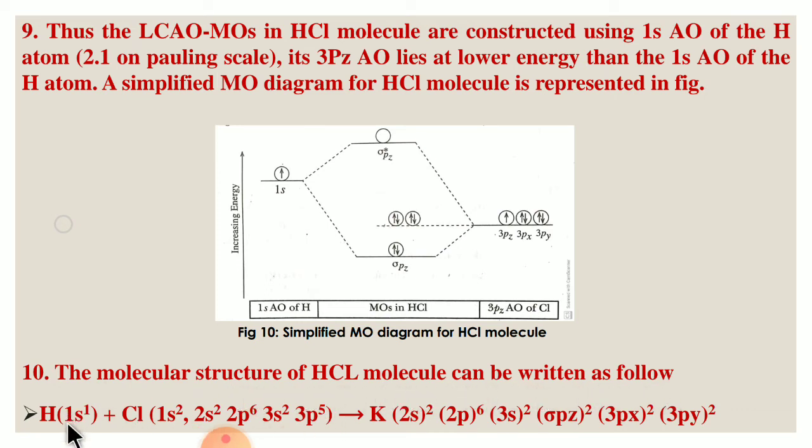The molecular structure can be formed by the combination or overlapping of hydrogen and chlorine orbitals. That means hydrogen 1s1 plus chlorine 1s2 2s2 2p6 3s2 3p5 forms a molecular orbital configuration of KK 2s2 2p6 3s2 sigma pz2 3px2 and 3py2.